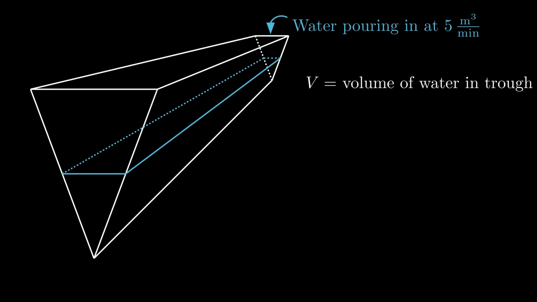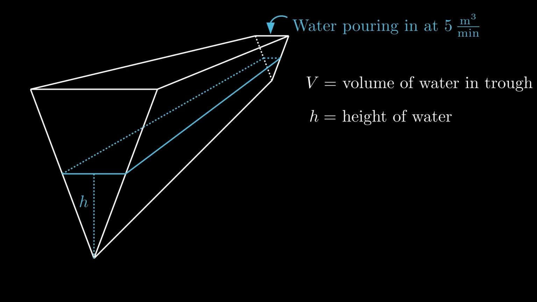The height of the water that's in the trough is going to be this value here, which we'll call H. So H is the height of the water. We know that that's an important quantity because we're being asked to find its rate. These are the two main quantities that we're looking for. We need to relate these quantities together.